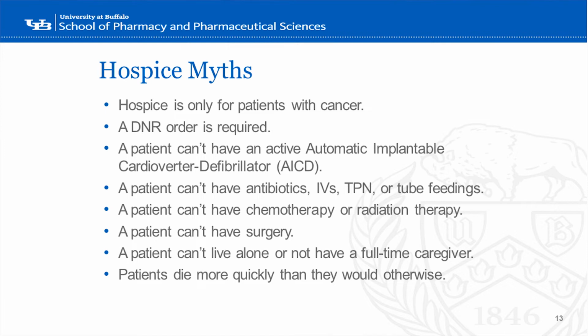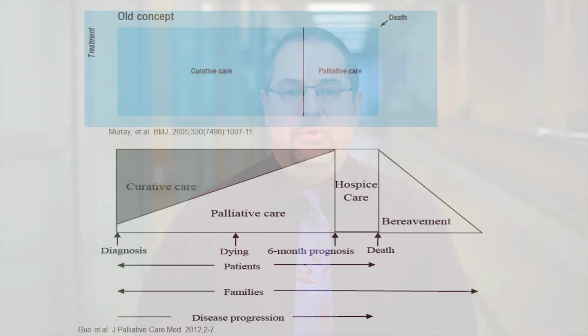A patient can't live alone. That is untrue. We do have some patients, they have to be a bit more higher functioning, but we do have some patients who do live alone, or who don't have a full-time caregiver. It's not the best situation in the world, but it does occur. And the last item is that patients die more quickly than they would otherwise, which we will show you is not the case.